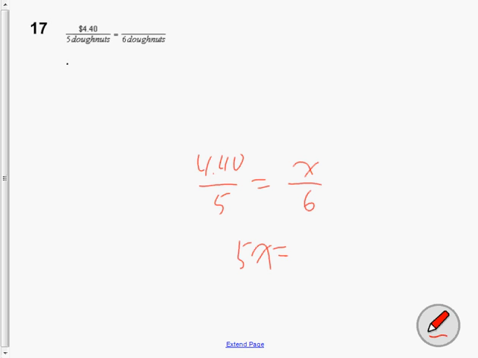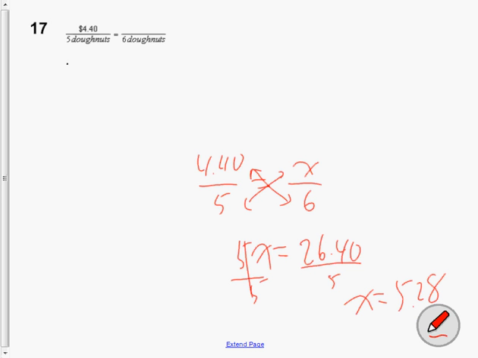So it's going to be 5x equals the product of that, which is $24 plus another $2.40, $26.40. All right, when you multiply this way, you get $26.40. When you multiply this way, you get 5x. Divide both sides by 5. x will equal $5.28. Is that right? $5.28 for 6 donuts.